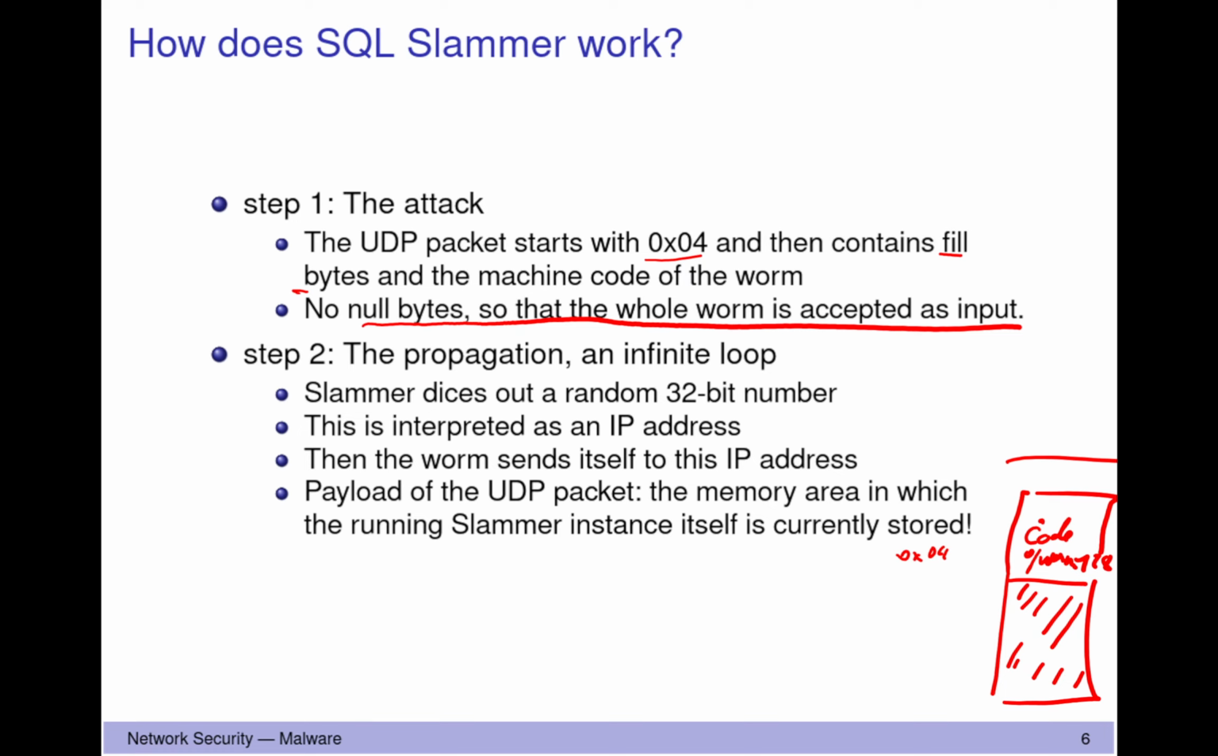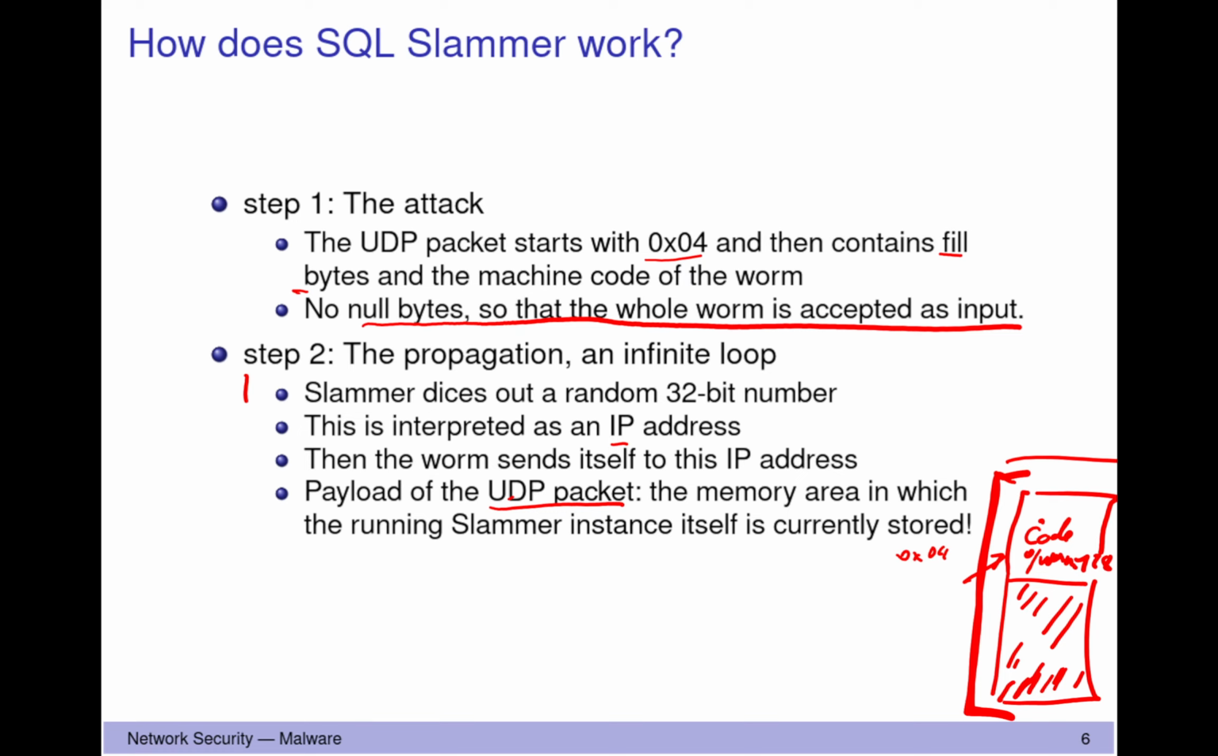So what is the code of the worm? It just randomly calculates 32 bits. This will be then interpreted as IP address, and the worm sends itself to this IP address as a UDP packet. And what does it send? It sends this part that is basically taken as an input to fill.